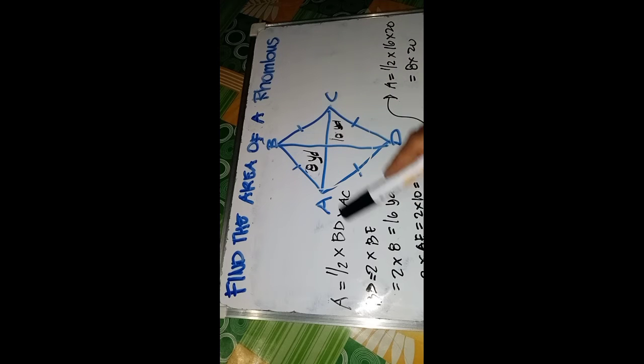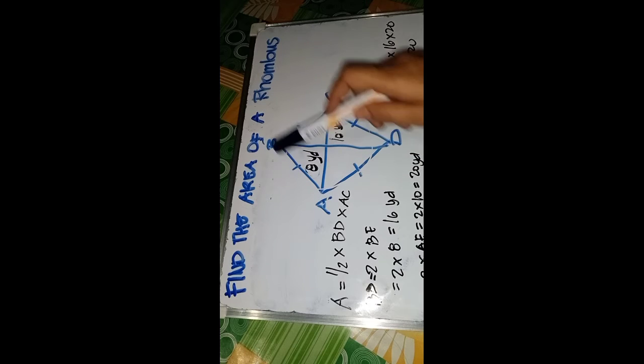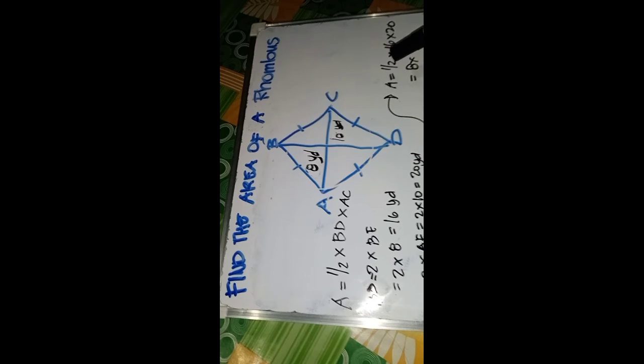So in our rhombus ABCD, this is our figure of the rhombus. So, for example, the area of a rhombus equals 1/2 times BD times AC.